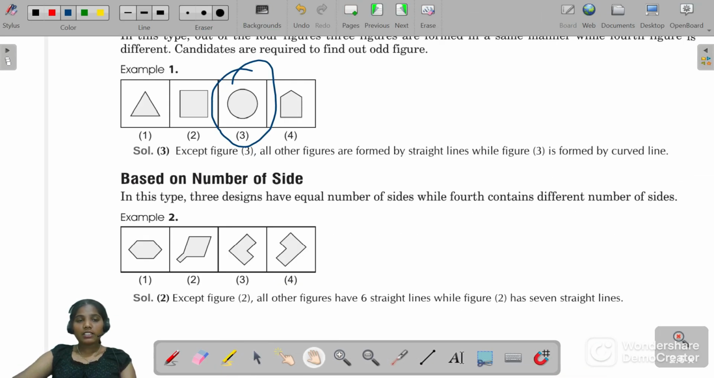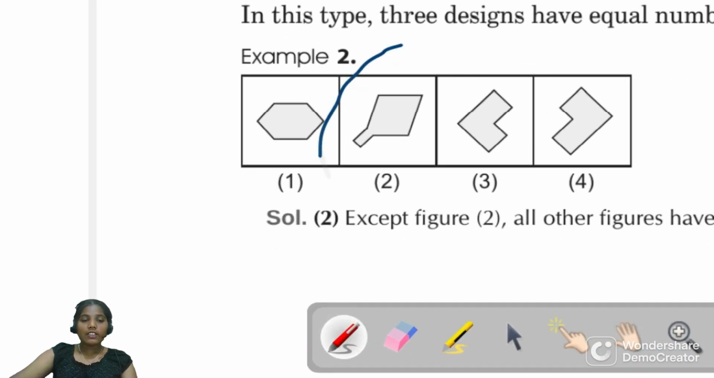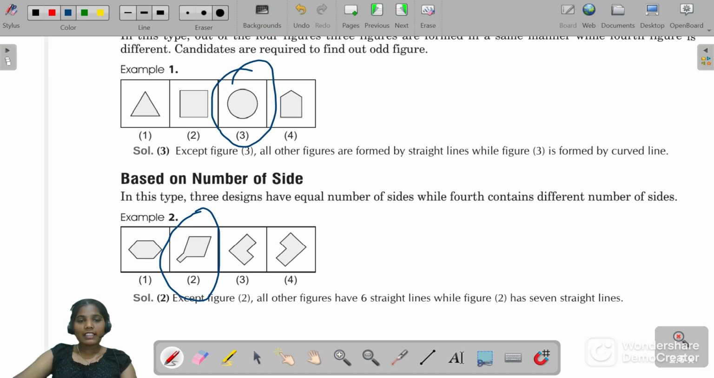We'll move to the next one, that is based on number of sides. In this type, there are designs with an equal number of sides. We have to look into the options where we can see that option 1 has 6 sides, option 2 has 7 sides, option 3 has 6, and option 4 has 6 sides. From this we can get to know that option 2, which has 7 sides, we can opt out from all other options. Like this, we can differentiate all the other figures and find the one which is odd.